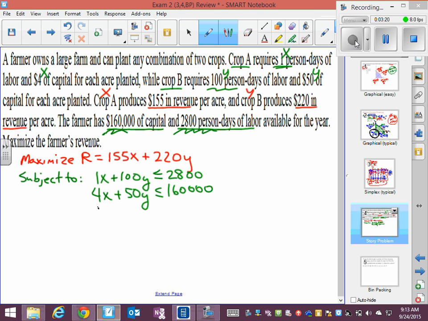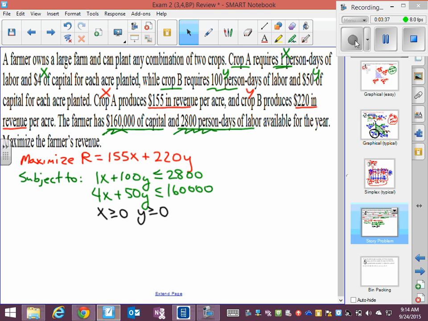And then, as always with these kind of story problems, we need to make sure and restrict the numbers so that there are no negative numbers. We're not going to have negative 40 acres of crop A. We're not going to have negative 52 acres of crop B, anything like that. So there is your setup.